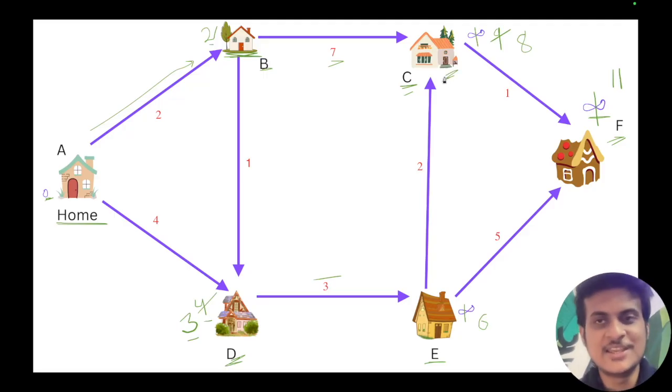At vertex C, we will see the only unexplored vertex left is the F vertex. So 8 plus 1 will be 9. And is 9 less than 11? Yes. So we will update F with the value 9. And now every vertex is explored. So we have the distance of each vertex from the source vertex, that was the A vertex.